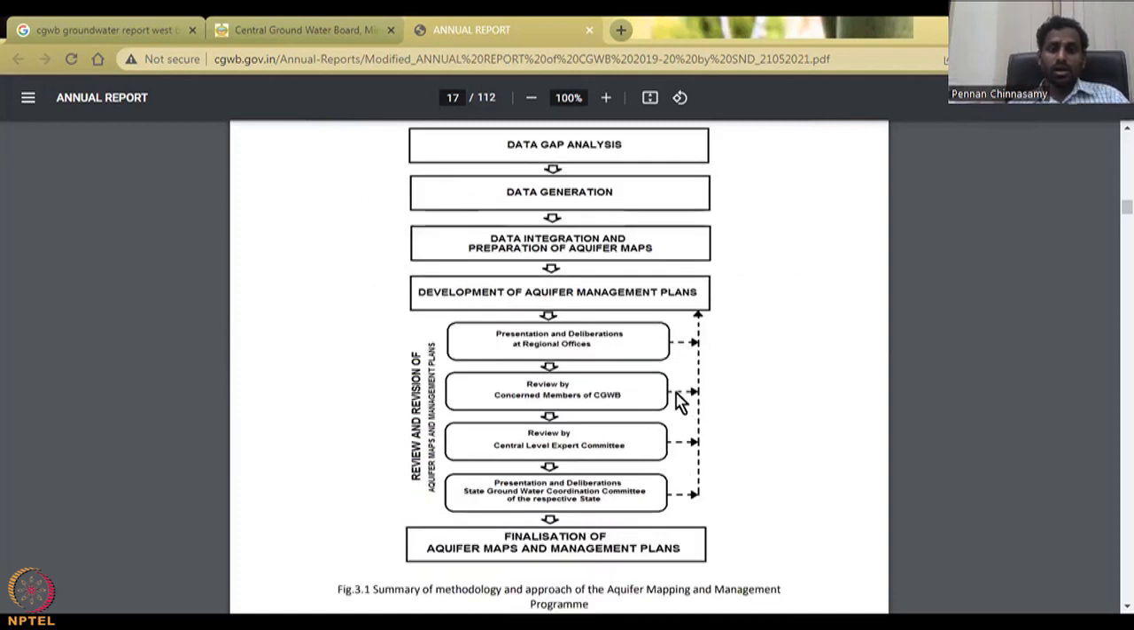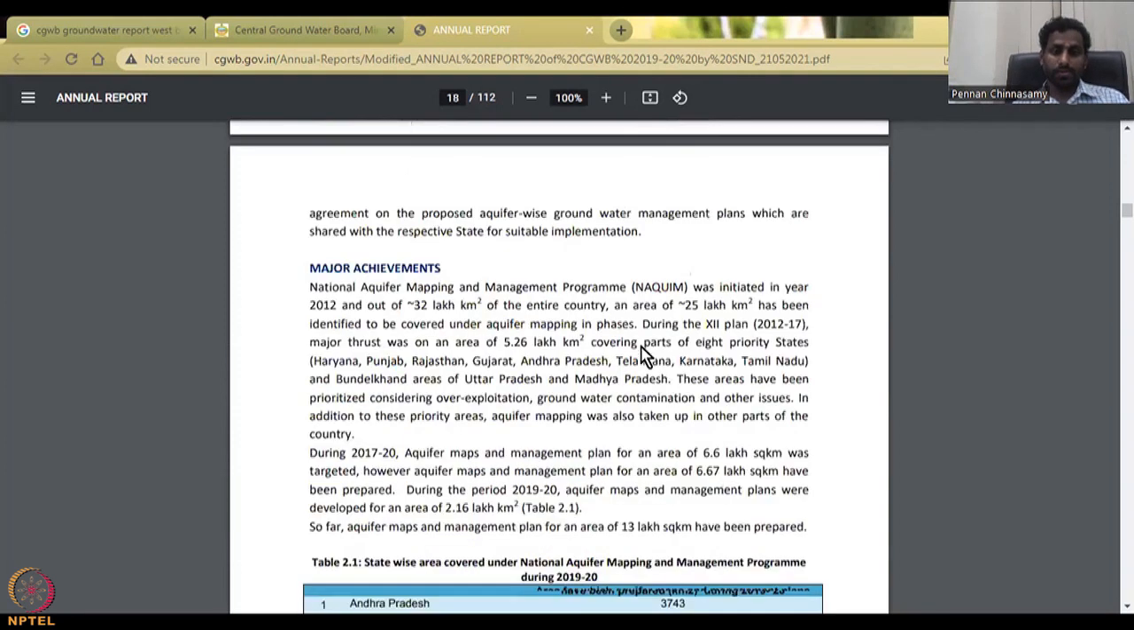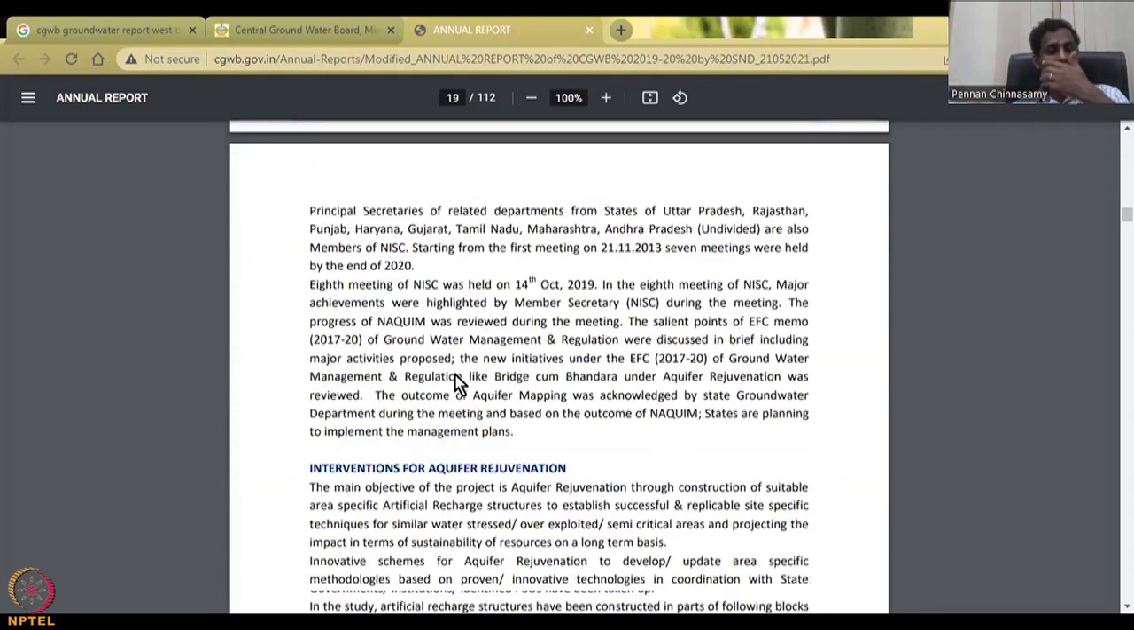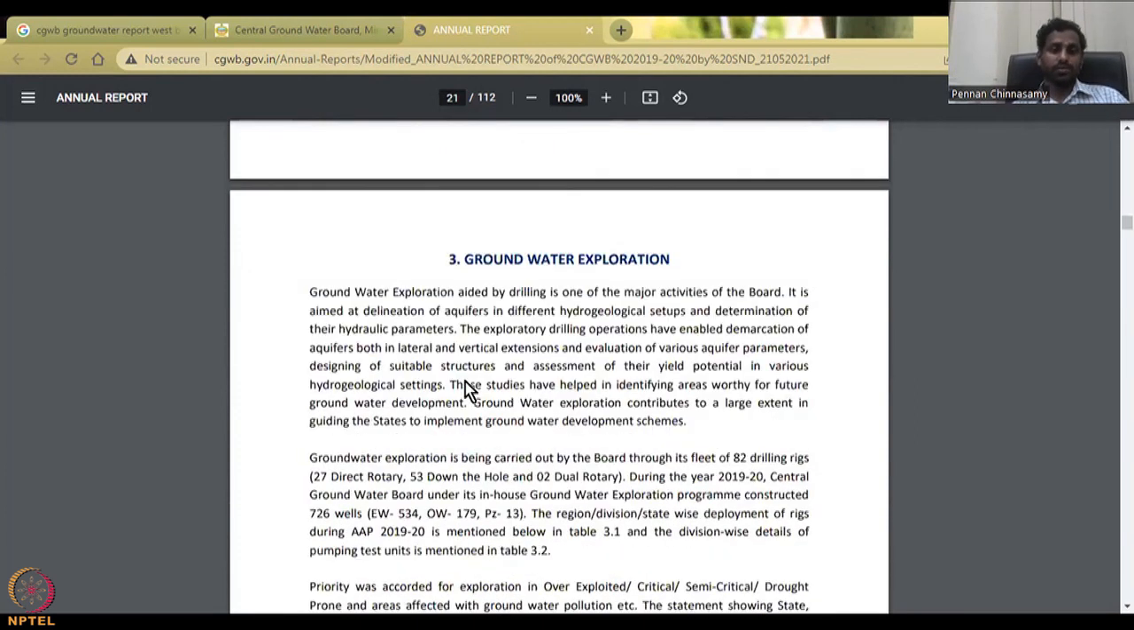And then presentation at regional offices, review by members, review by central level expert committees where, for example, IIT professors would sit and go through, and then finalization of aquifer maps and management plans. So it's a very scientifically well-focused flowchart which tells where the gap is, what data we have to generate or bring, and then they do this mapping. Okay, so this is how much area has been mapped. All these different plans and data would be there.